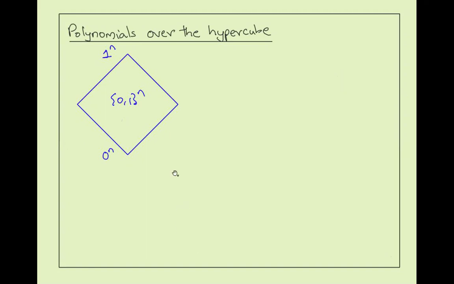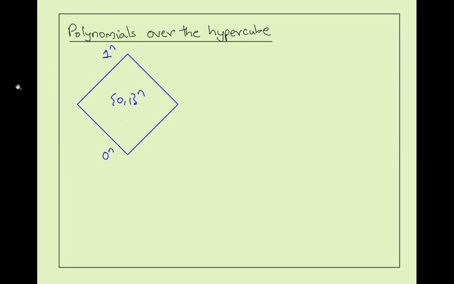The n-dimensional hypercube, just to recall, is the set of all strings in {0,1}^n, and this is how I'm going to depict the n-dimensional hypercube. At the bottom, I have the string of Hamming weight 0, the all 0 string, and then I have strings of weight 1, weight 2, etc., all the way to the top where I have the all 1 string, which is a string of Hamming weight n.